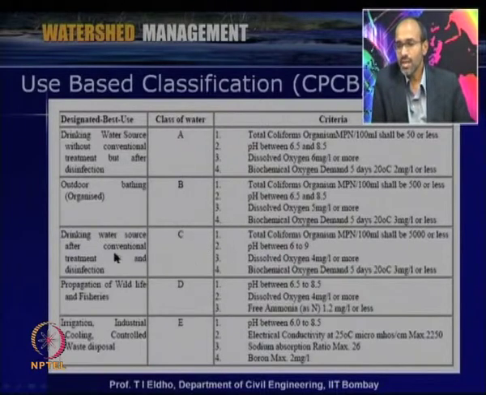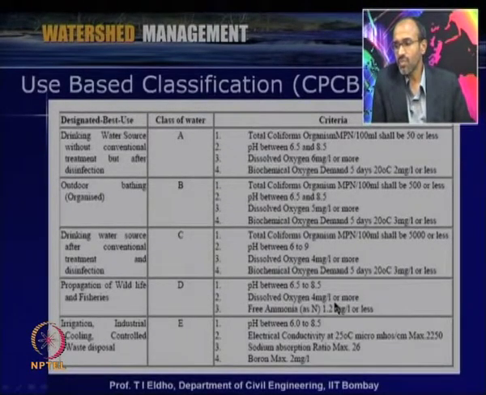But here, this water will be going through conventional treatments and disinfection. So, that way whatever the requirement will be met. But in class A, it is the same, only disinfection is done, but no other treatment is done. And then class D is for propagation of wildlife and fisheries. So, there the pH can be between 6.5 to 8.5, and dissolved oxygen should be 4 milligram per liter or more. Then as far as free ammonia is concerned, 1.2 milligram per liter or less. Like that, various norms can be there.